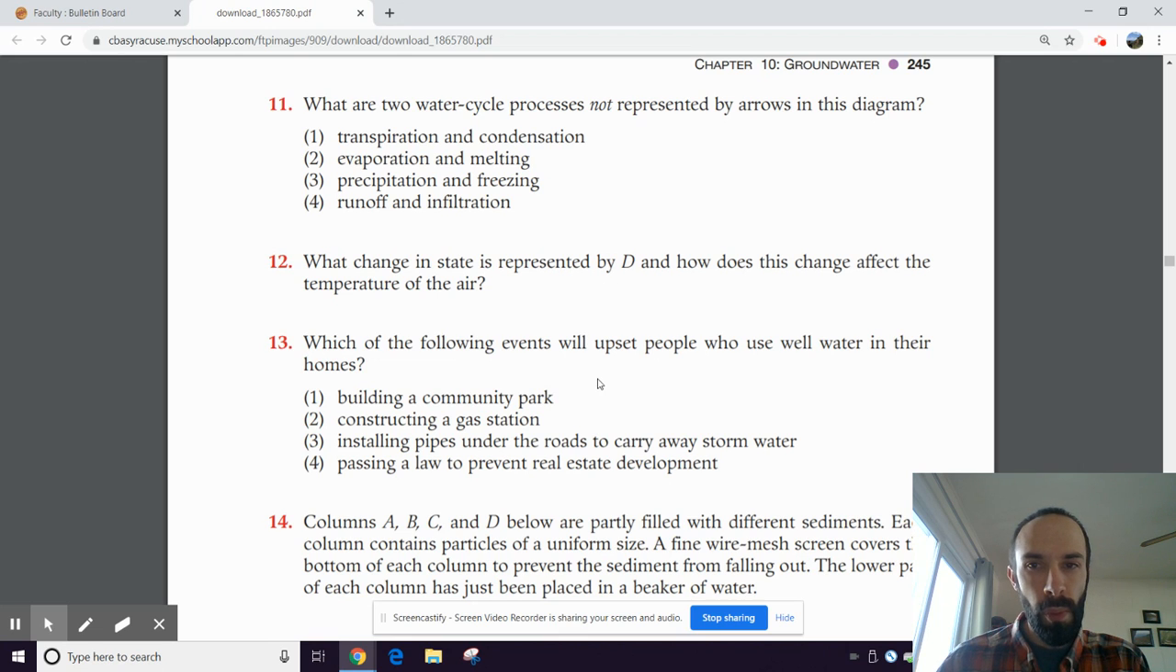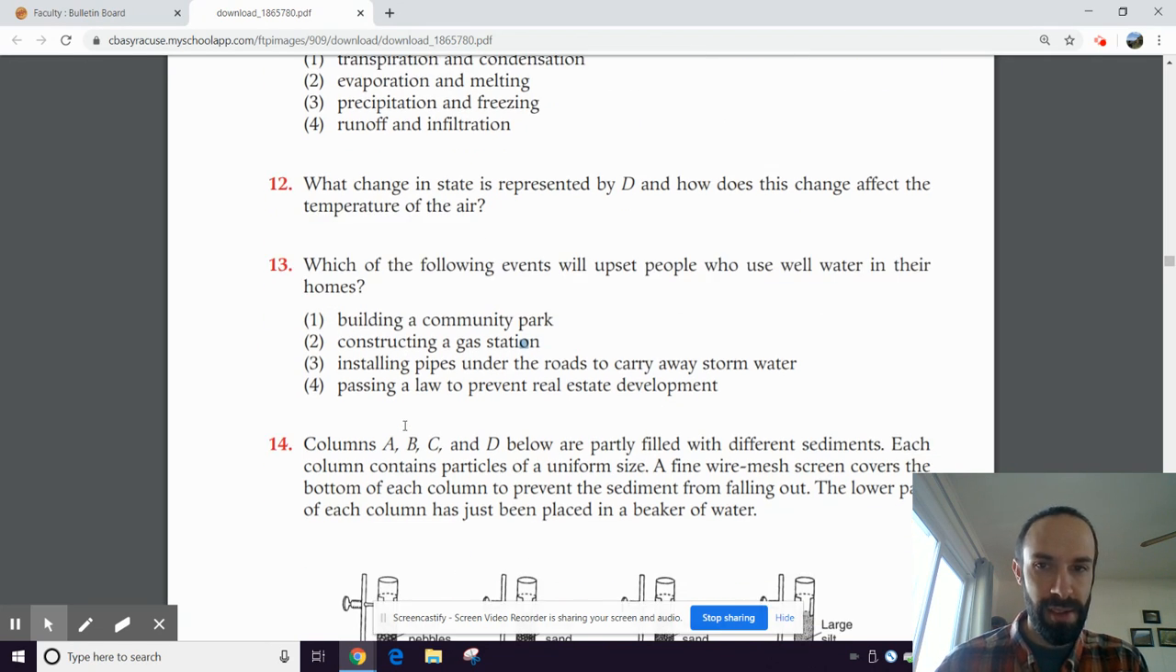Okay. Which of the following events will upset people who use well water in their homes? Well, a park is not going to help. I mean, that's going to help. That's nice. A good thing. Okay, it's not going to upset people. Constructing a gas station. Okay, so now we're burying a gas tank underground. You might recall that I did that interview with my wife about the gas that leaked into the water underground. So that's not a good thing. So I would probably say number 2 is the best answer there. That's going to upset people.